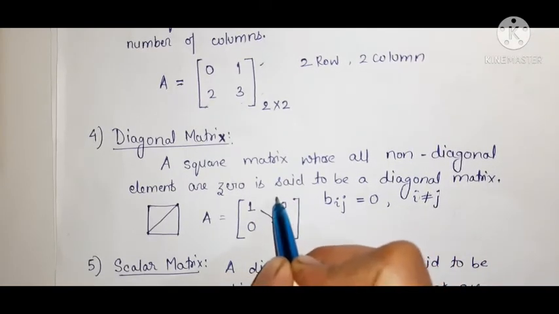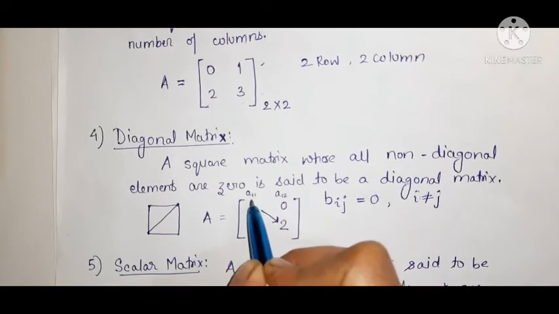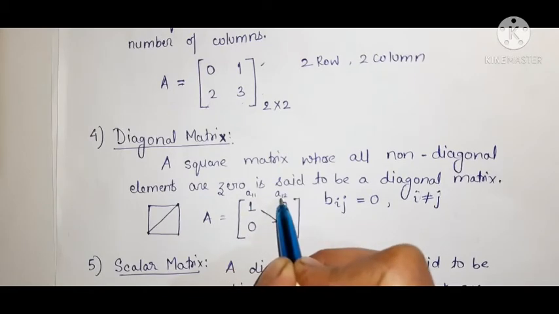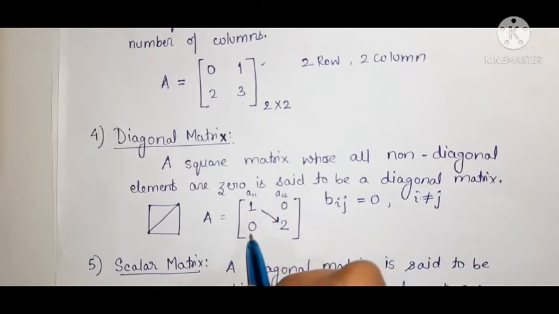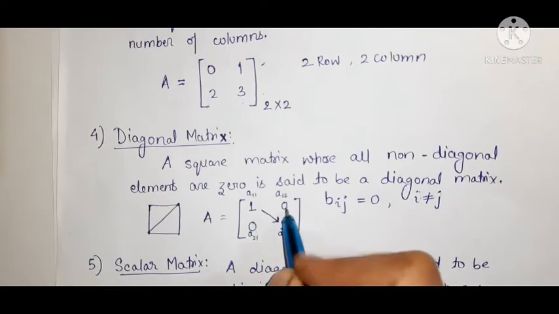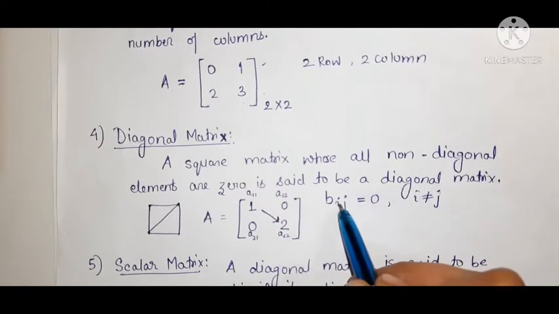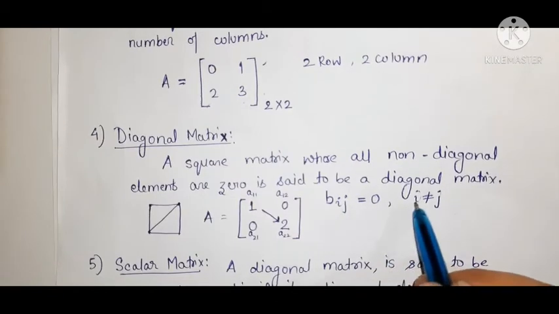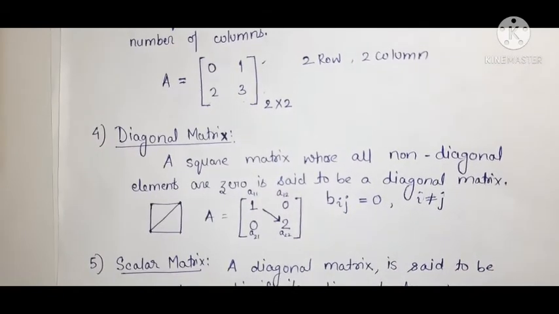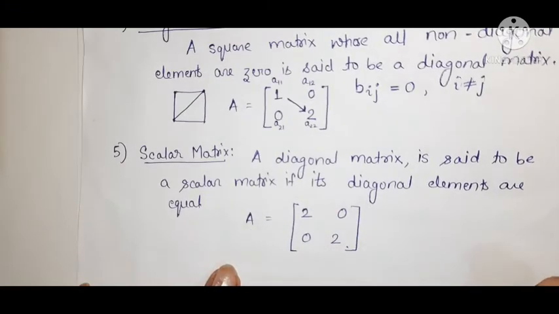Here the elements are, suppose, a11, a12, a21, a22. For a11, i equals j; for a12, i is not equal to j. This is a21, this is a22, i equals j. That's why these are non-zero, and all those non-diagonal elements where i is not equal to j are equal to 0. A similar condition is applicable for a scalar matrix also.